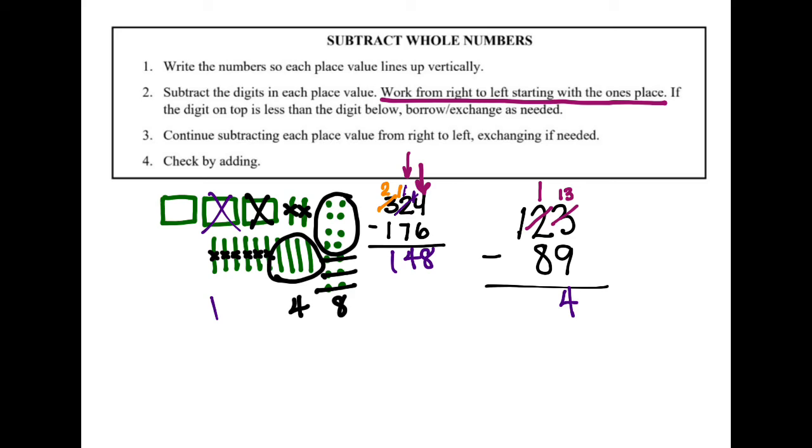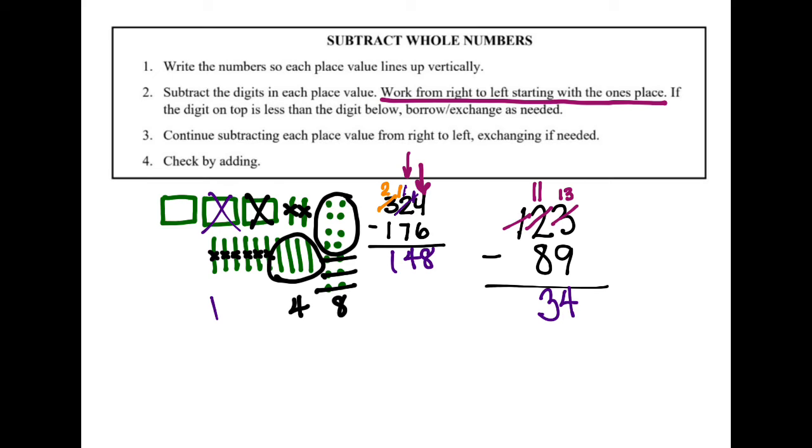Now I can't take 8 from 1 either, can I? So I'm going to borrow from this 1, it's 100, so I'm going to break it into 10 tens. So now I have an 11 right there. So 11 minus 8 is 3.